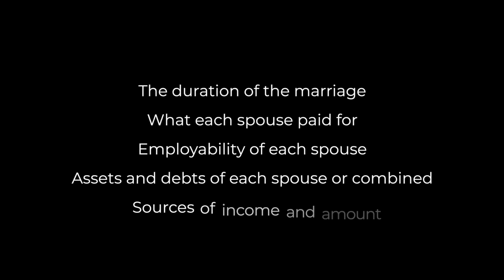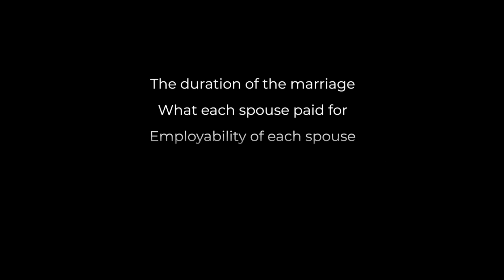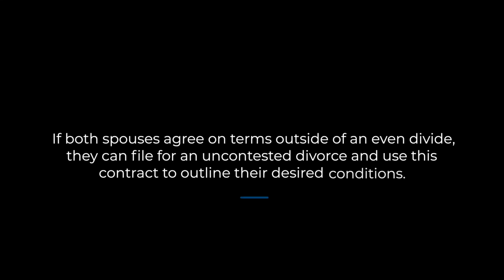When applying equitable distribution, the courts often take into account the duration of the marriage, what each spouse paid for, employability of each spouse, assets and debts of each spouse or combined, and sources of income and amount. Still, a well-prepared settlement document might be able to circumvent such distribution by a judge, provided the spouses see eye to eye and consent to the terms in writing and before the judge if necessary.